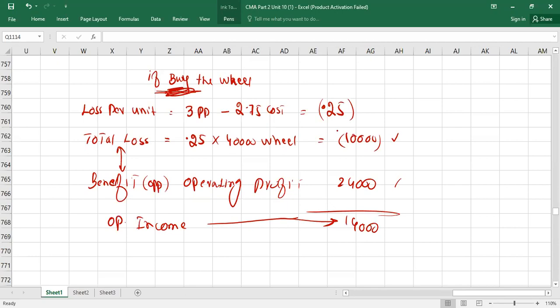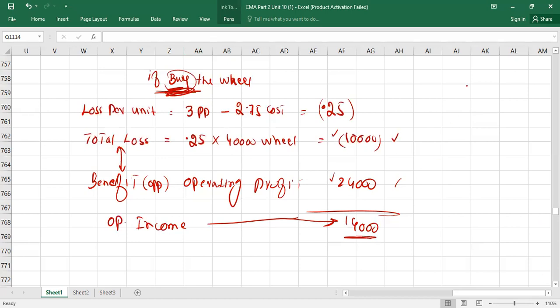How? Because if you are buying the product, you will lose the money of 10,000, but you will gain 24,000 as operating income from the production of the toy truck. So your net effect, your net income, will increase by 14,000.